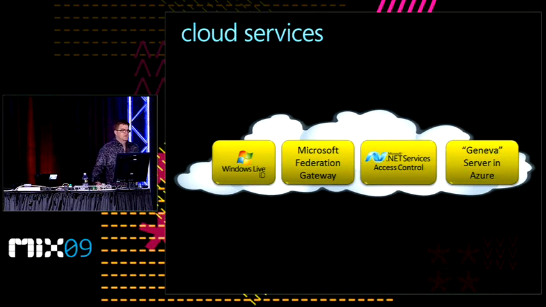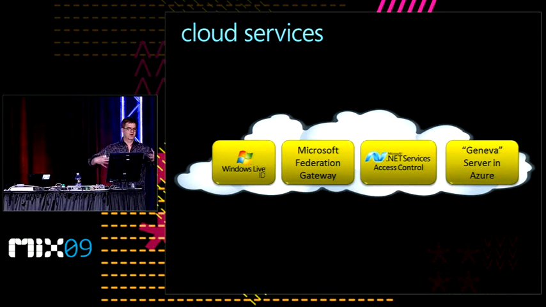We've also got a Federation Gateway. That's a federation provider for connecting digital identities into other applications. I'm not going to focus on the Federation Gateway yet. We've got the Access Control Service that is specifically for authorization. And we've also got this really cool thing that we'll be talking about more this year. That's running Geneva Server in Azure. So I have my on-premise Geneva Server, and I have a version of Geneva Server that will run in Azure.